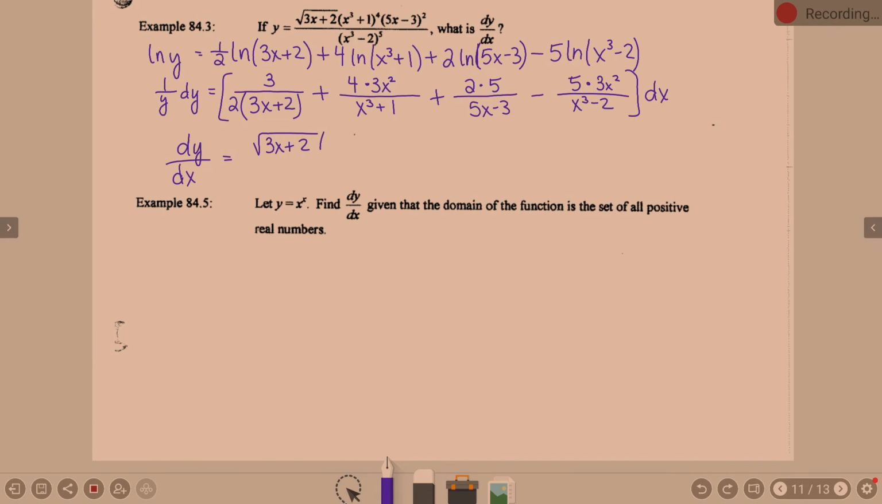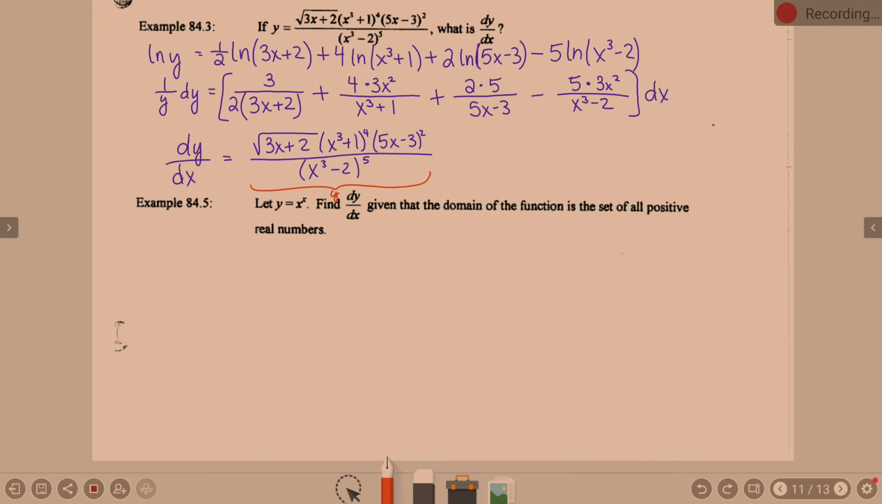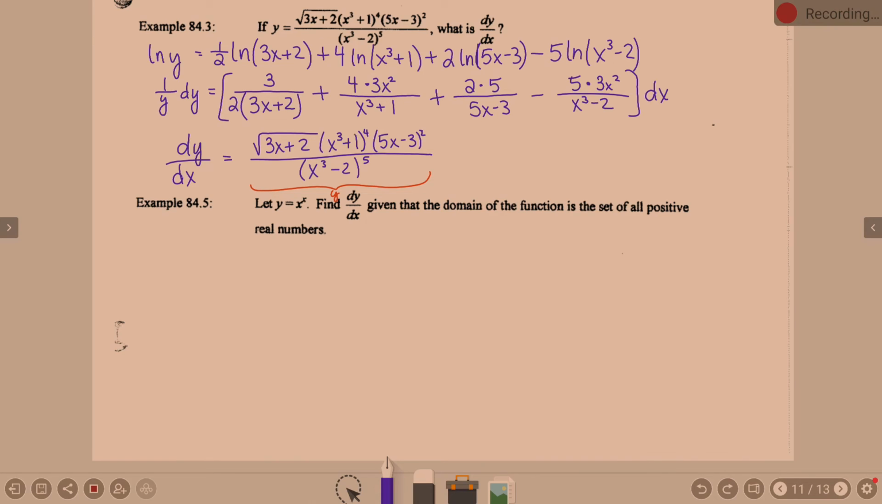Square root of 3x plus 2 times x cubed plus 1 to the 4th times 5x minus 3 to the 2nd, all over x cubed minus 2 to the 5th. So that right there, what I just wrote in, that is y. Okay? And then it's times everything in the parentheses.